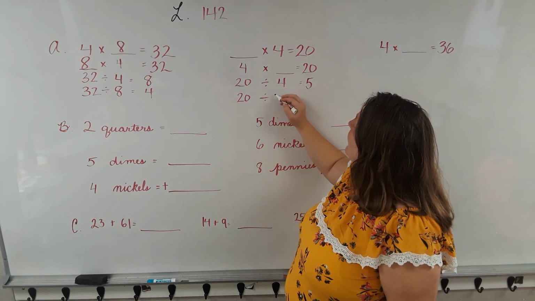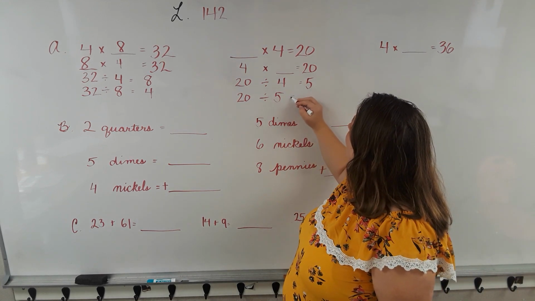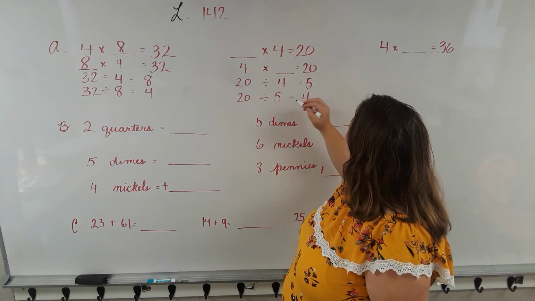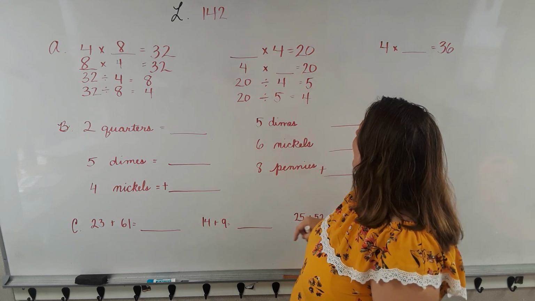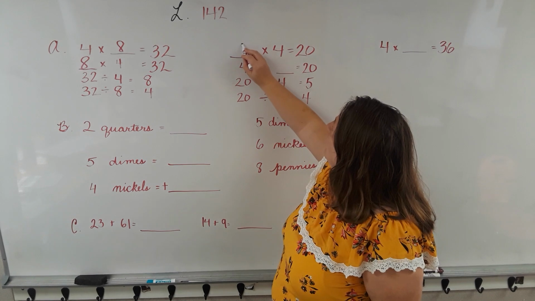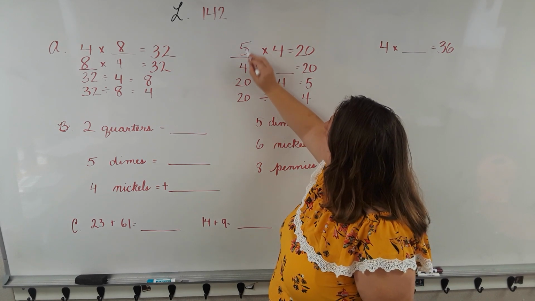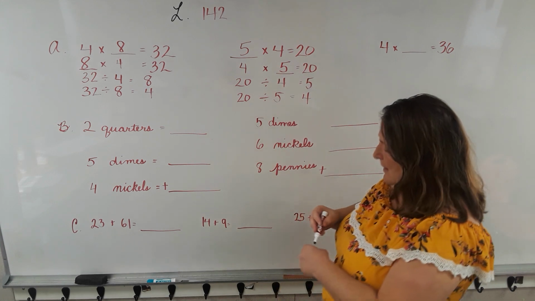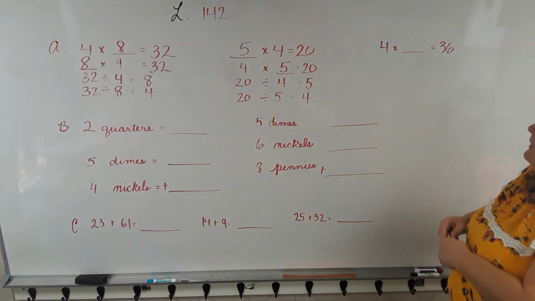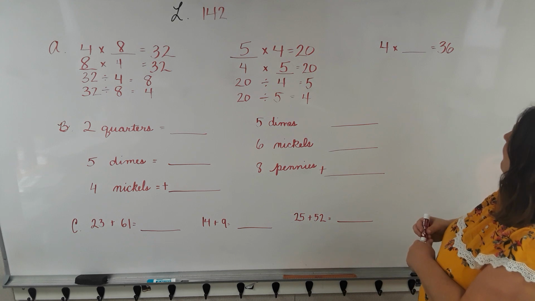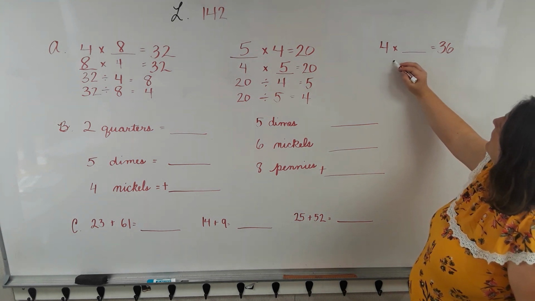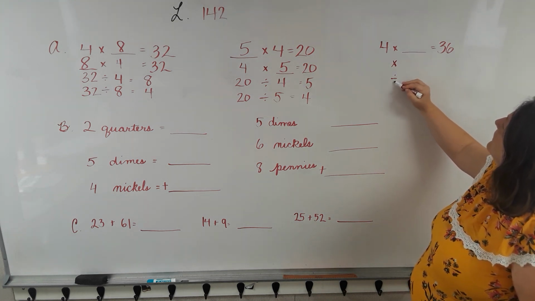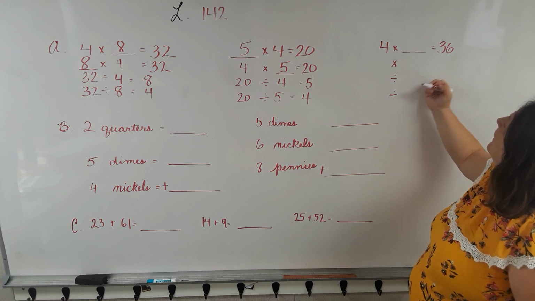And then 20 divided by 5 equals 4. So what is the missing factor? 5 times 4 equals 20. 4 times 5 equals 20. Here we go again. We're still doing 4s. Let's go ahead and get the rest of our fact family ready.